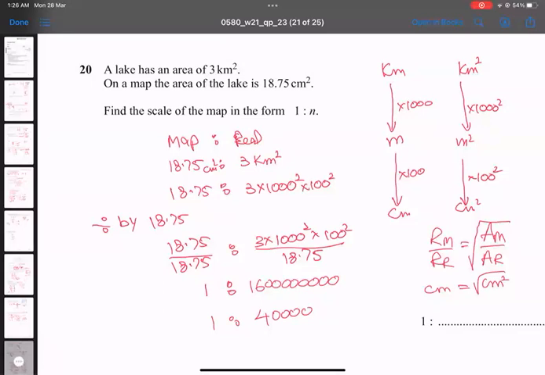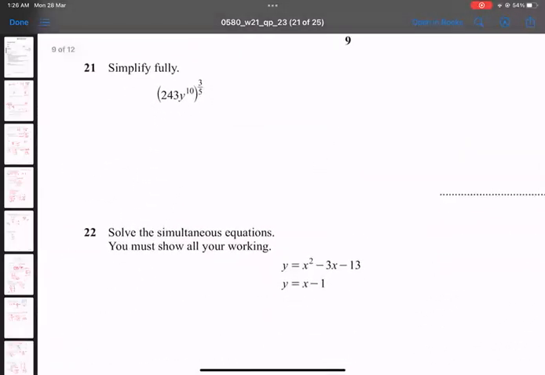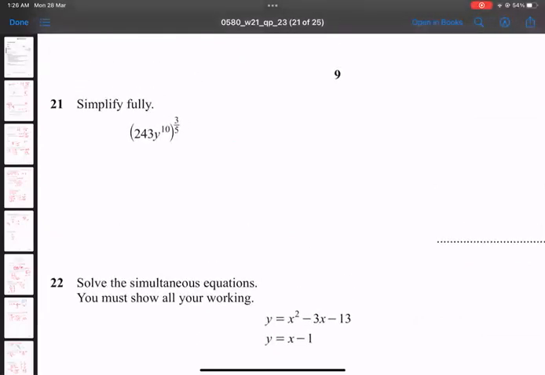And now let's go for the next question. We have two questions here, one small and one a little lengthy. So let's see how to deal with that one. Question number 21.